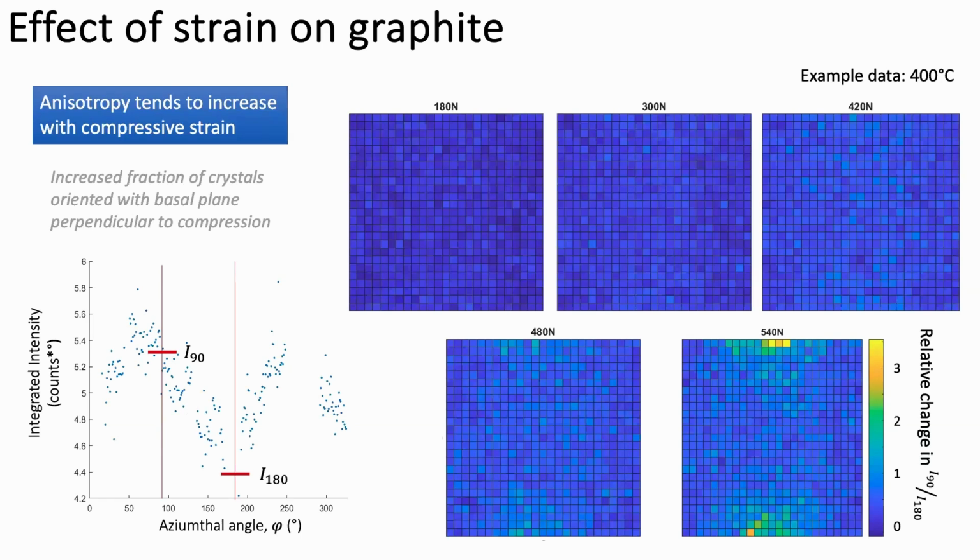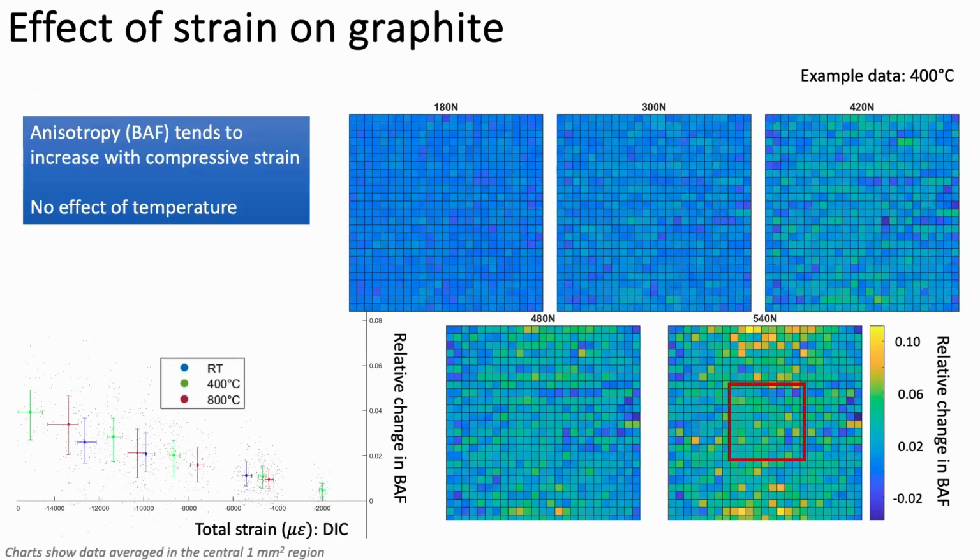Essentially, a larger proportion of the crystals are aligned to give Bragg diffraction with intensity in the vertical direction. They're orienting themselves perpendicular to the loading direction. So the crystal orientations are changing as we load the graphite. We get the same thing when we look at the Bacon anisotropy factor.